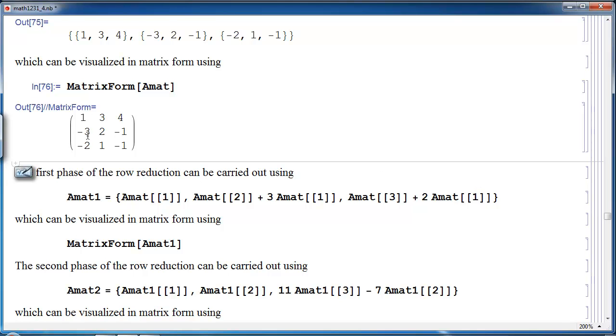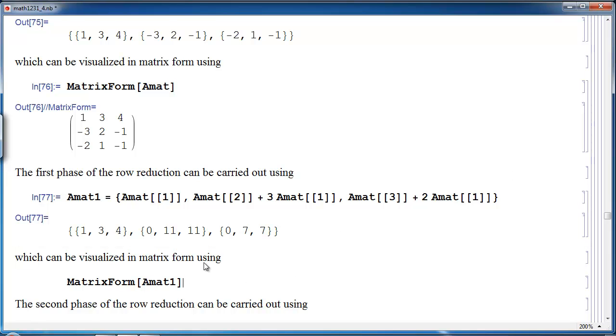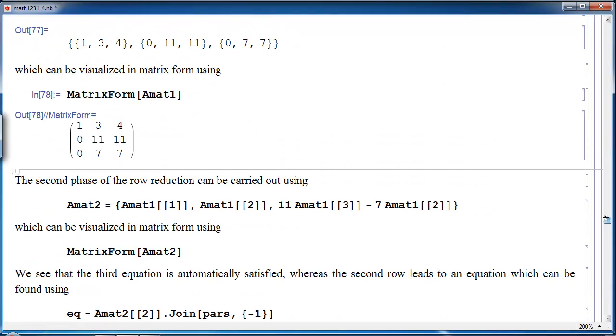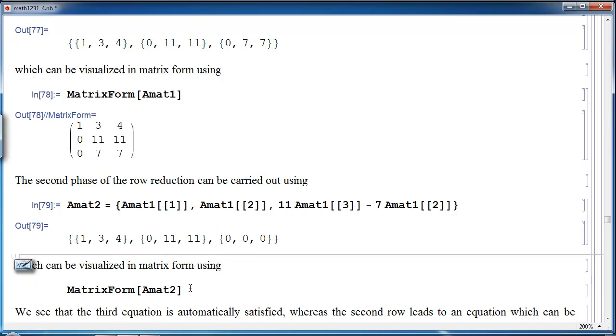So we add 3 times the first row to the second, and twice the first row to the third. And we can do that using that, and then visualize that, and then we add 7 times the second row to 11 times the third row, and we'll subtract it from it, and we get that, and we can view that.